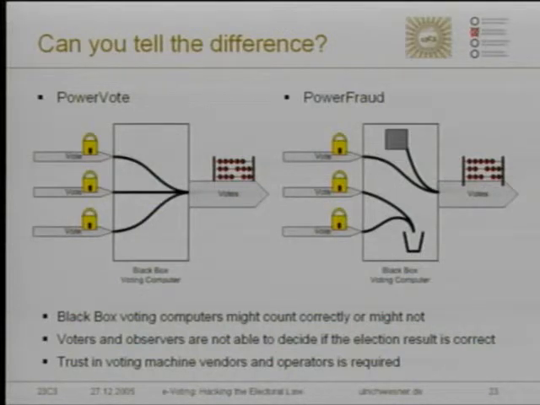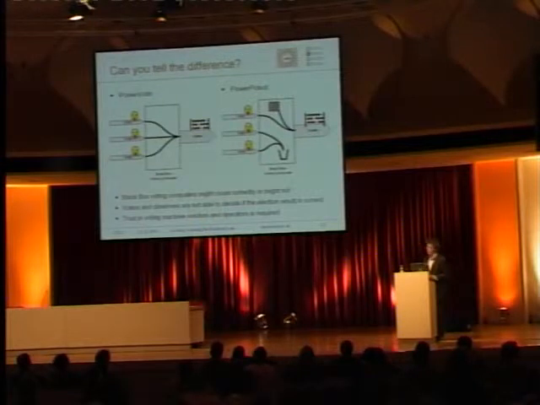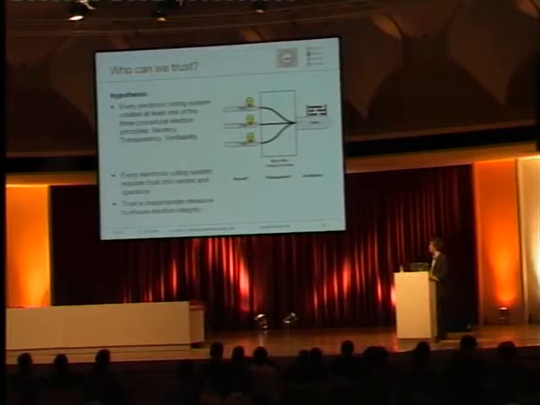So in the end, a black box voting computer might count correctly, and probably does in most European countries, but in the end, nobody can testify that or falsify that. In the end, nobody can tell whether the election has been run correctly or not. And even if the election officials pretend that everything has been correct, they, in most situations, won't be able to actually tell, because they can't look at the machine as well. In the end, trusting voting machine vendors is required, and trust in the operators of the machines is required, and trust is not an appropriate principle to ensure election integrity. So who can we trust?